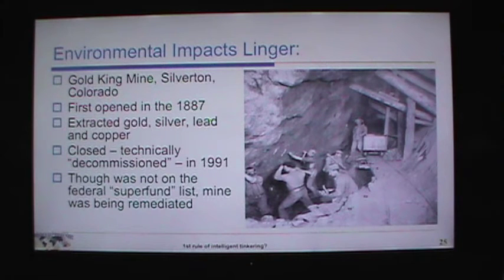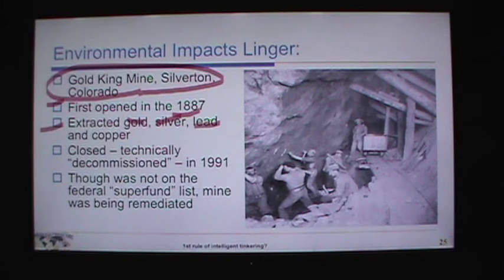This is a place called the Gold King Mine in Silverton, Colorado. It first opened more than a century ago, just before we started mining phosphate in Central Florida. They were looking for gold, silver, lead, copper, those basic things that you mine out of the ground. It operated for about a century, and then it was officially, technically, decommissioned in 1991. Well, it was just closed. They didn't do anything with it except let it sit there.